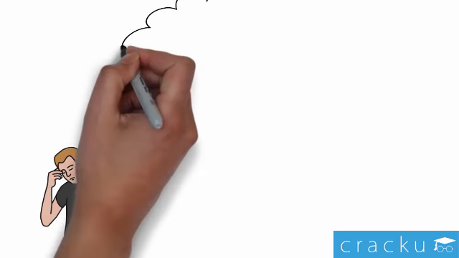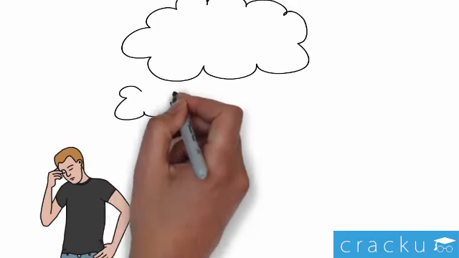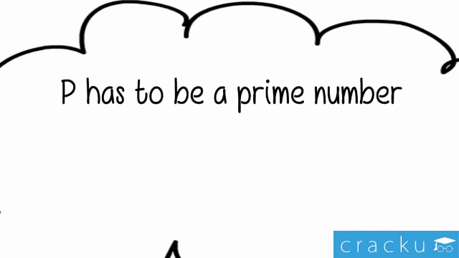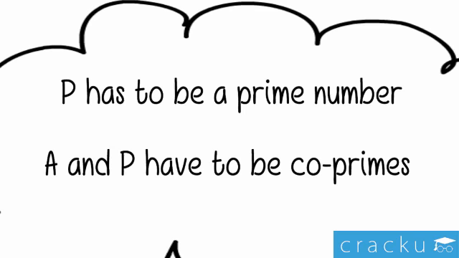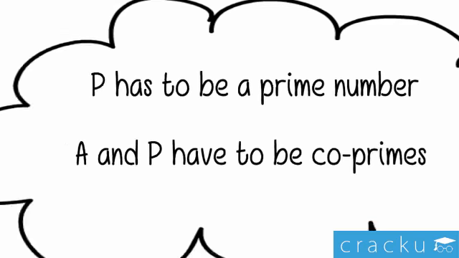Before we start applying the theorem, let us keep in mind two important points. The divisor P must be a prime number. Secondly, the number being divided must be relatively prime to the divisor. That is, A and P must be relatively prime.